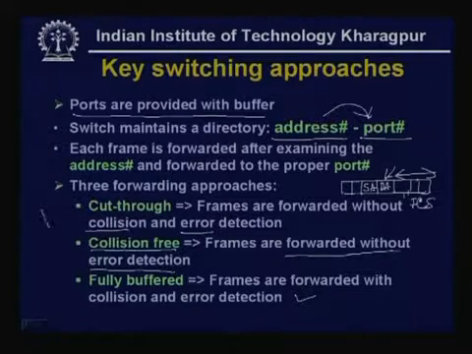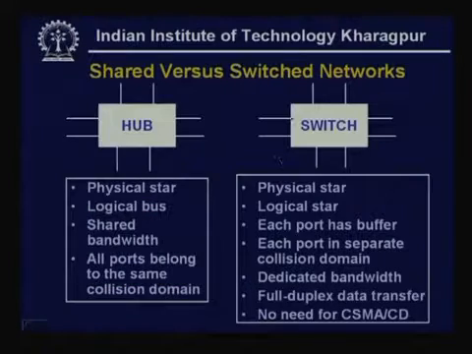Obviously, here the delay is minimum, and in this case the delay is maximum. The reason is that you have to receive the entire frame, perform the error checking, then you can send it. And collision free has some intermediate delay between minimum and maximum. In this case, you have to receive up to 64 bytes, then forward it. These approaches are used in switches, whenever you are using this switching technique.